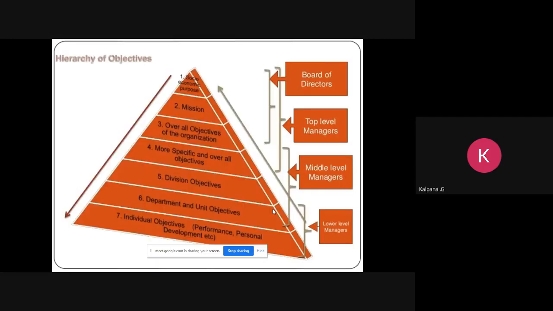The same diagram is given in a different way. So again, the same points are repeated.